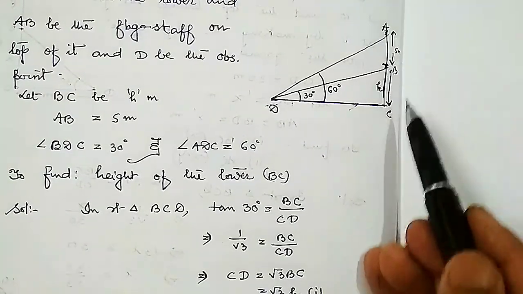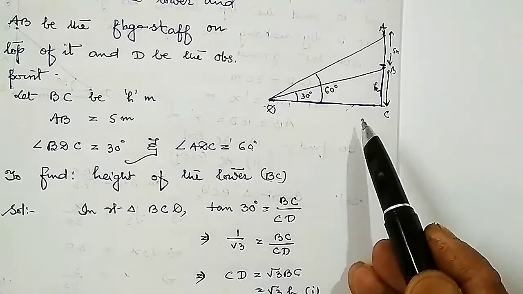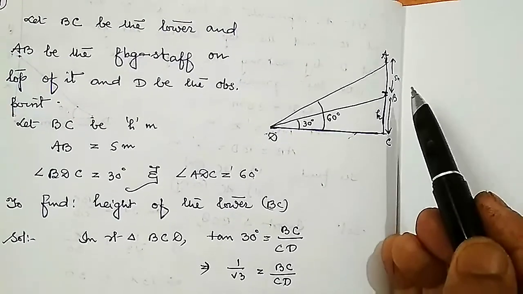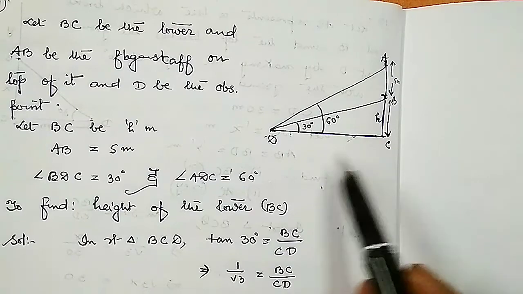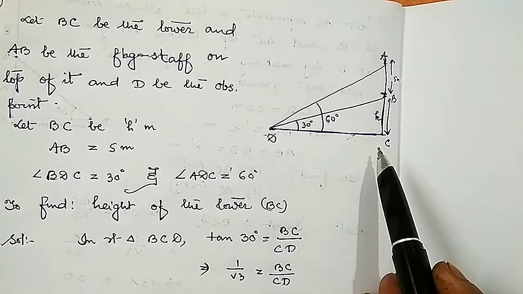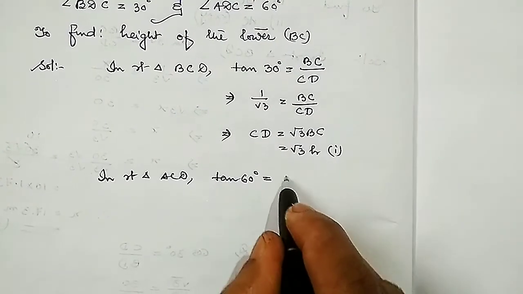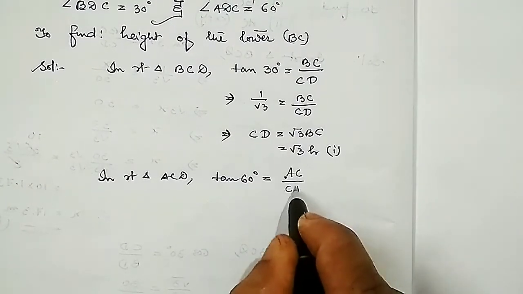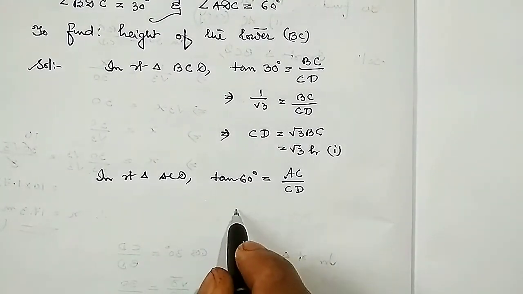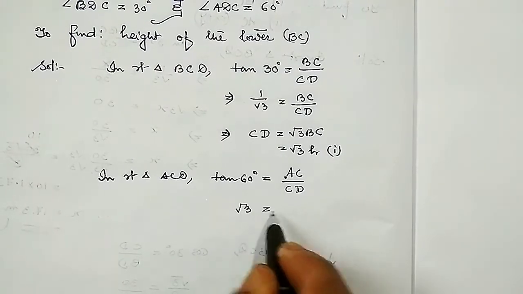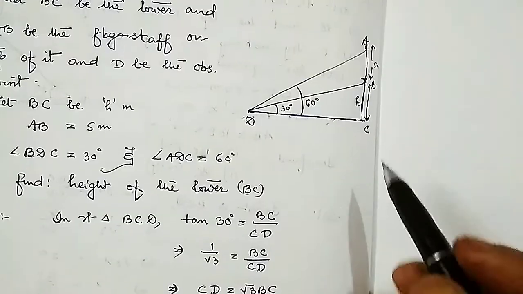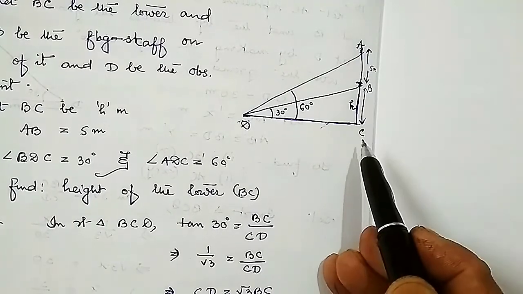So here we have to consider AC and CD. These two, if I want to relate, because AC is the perpendicular and DC is the base. So tan 60 will be AC by CD. What's the value of tan 60? It is root 3. AC, if you see the figure, AC will be AB plus BC.